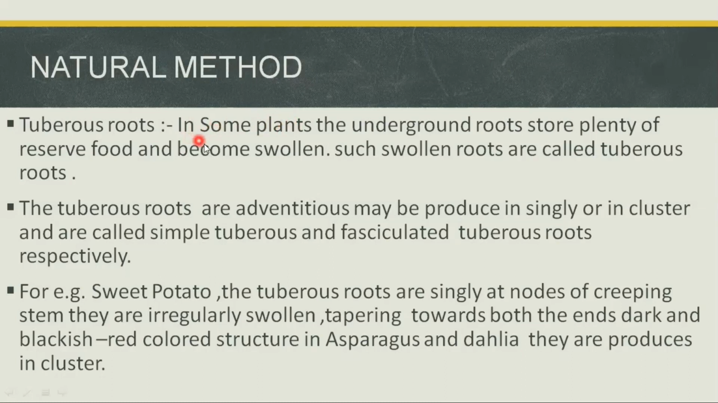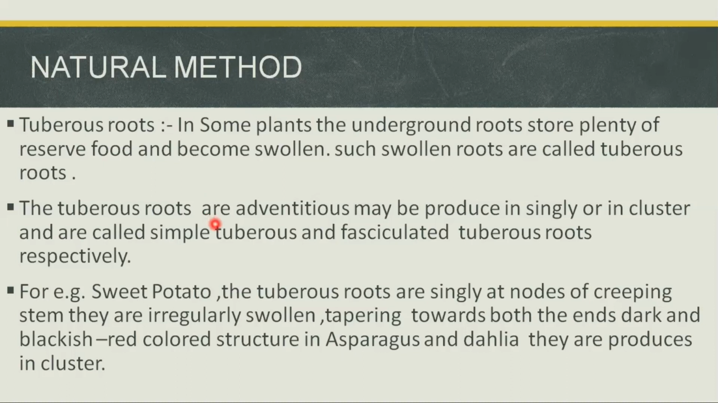They are as follows. Tuberous roots. In some plants, the underground roots store plenty of reserve food and become swollen. Such swollen roots are called tuberous roots. On the surface of these roots, buds are produced. They will sprout and form a leafy shoot. These leafy shoots and sprouting buds get separated and planted for commercial cultivation, meaning to increase the number of generations of this plant.